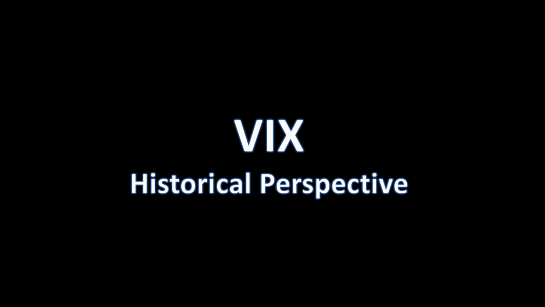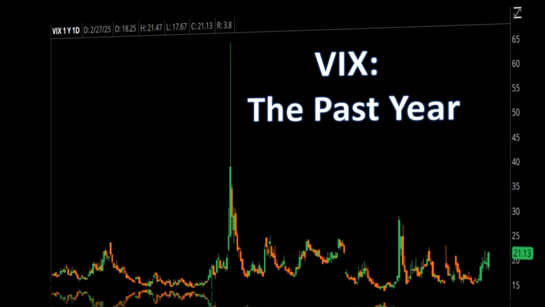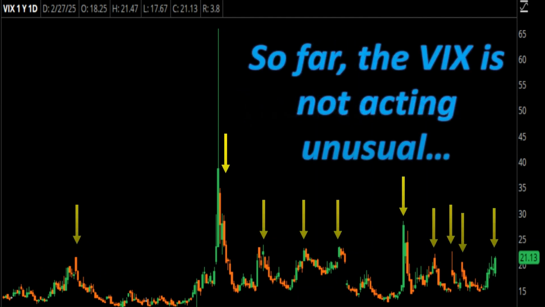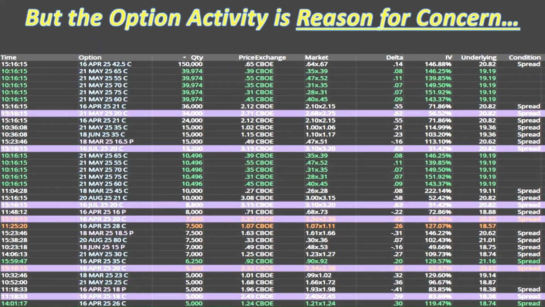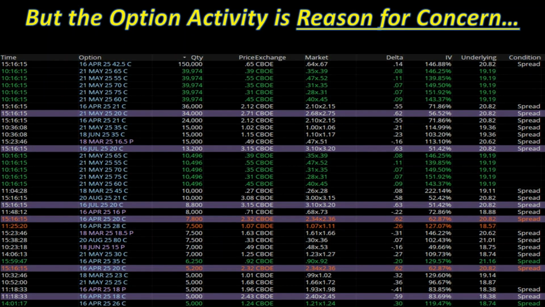Now, here's some historical perspective for the VIX. This goes back about the past year or so. And we can see every yellow line shows us a spike in the VIX. Today, the VIX closed around 21. So far, the VIX activity itself is not really that unusual. We haven't hit any historic levels. It has had a pop up in the past couple days, but from a historical perspective, it's not really anything big. But the option activity is reason for concern.